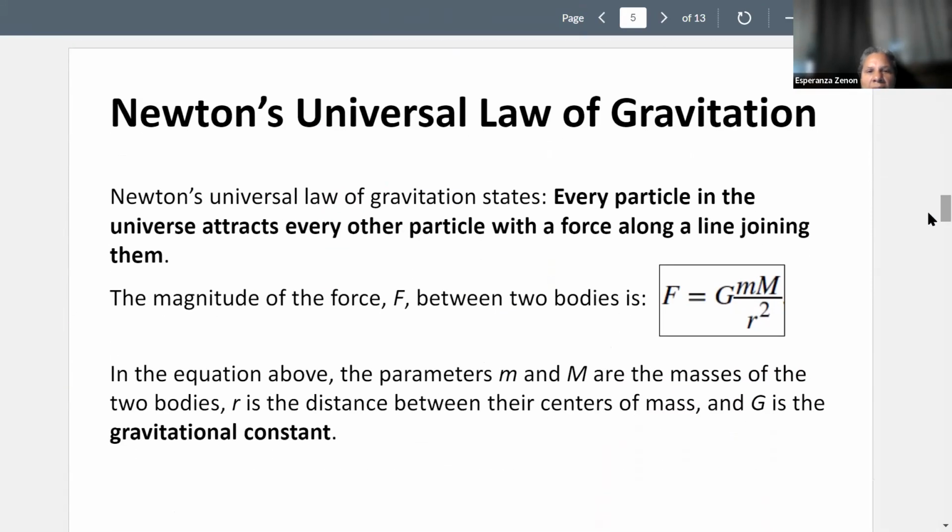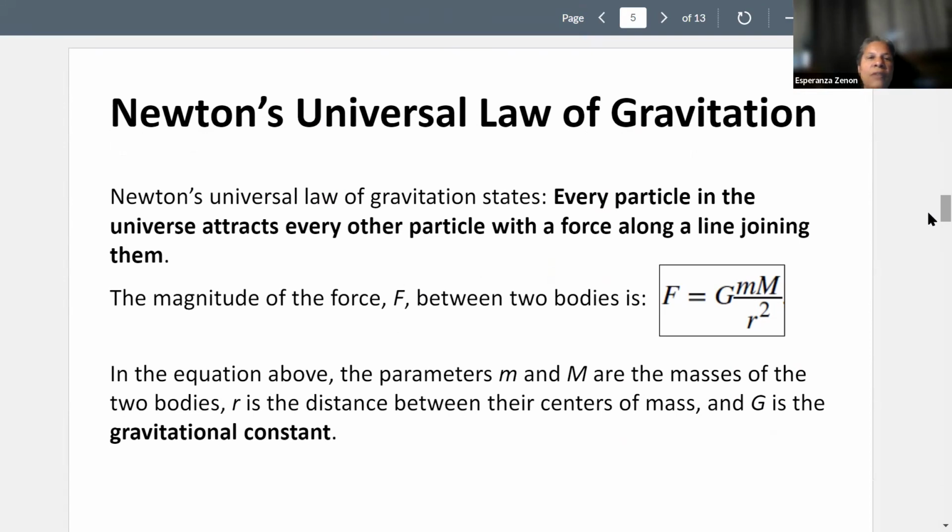So Newton's universal law of gravitation is a way to explain the force of gravity by looking at gravity as an attractive force between objects.